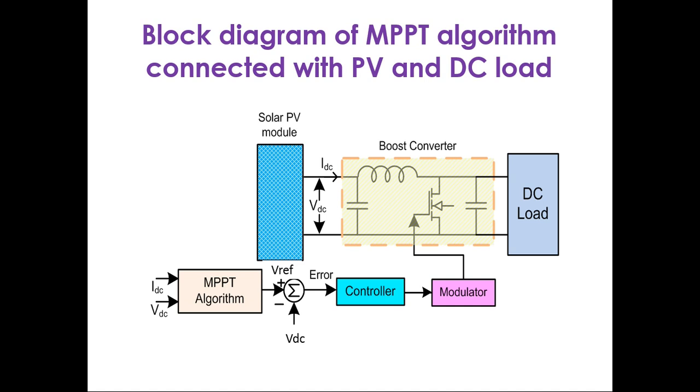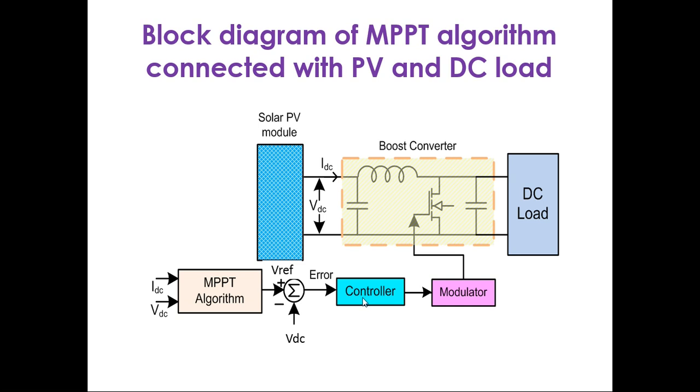So for that, we have the solar PV module, and we can sense the voltage and current that has been fed to the MPPT algorithm. Depending upon the selected algorithm, the reference voltage or reference current will come out. It is compared with the actual voltage or current. In this case, it's a voltage based MPPT algorithm.